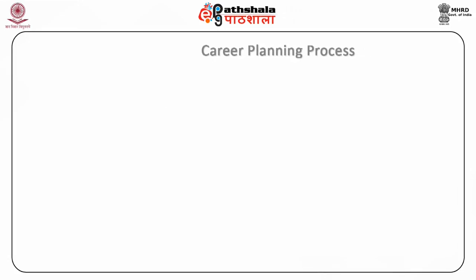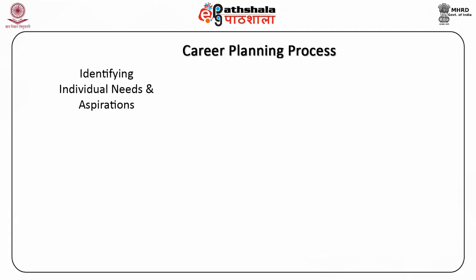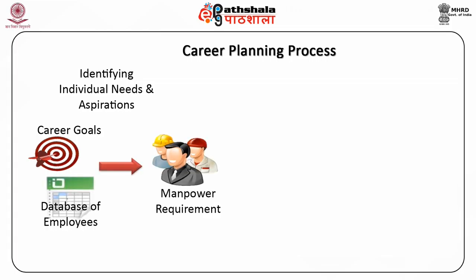Let us now go through the steps involved in the career planning process. Identifying individual needs and aspirations. The first step in career planning is to find out the expectations of different categories of employees and their aspirations regarding career goals, for which a database related to the organizational personnel can be created, having information as to age, qualification, experience, and their ambitions related to their career.